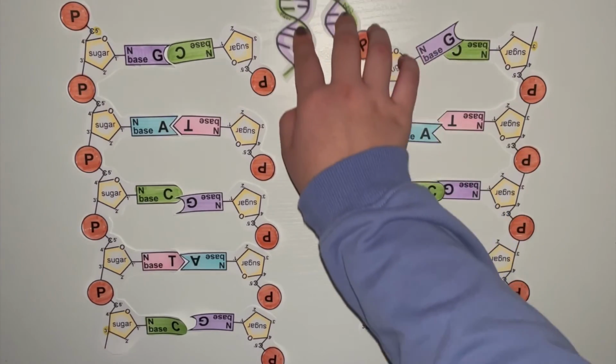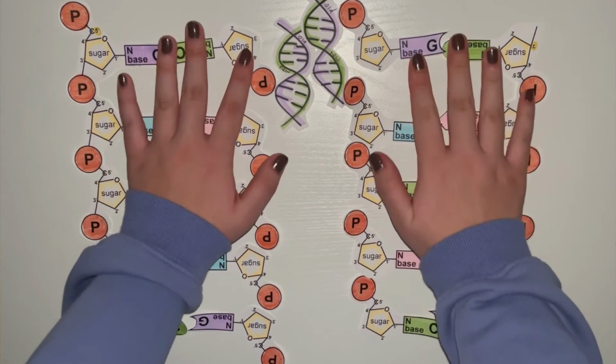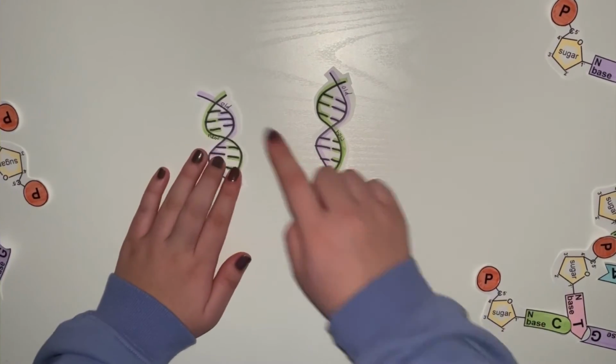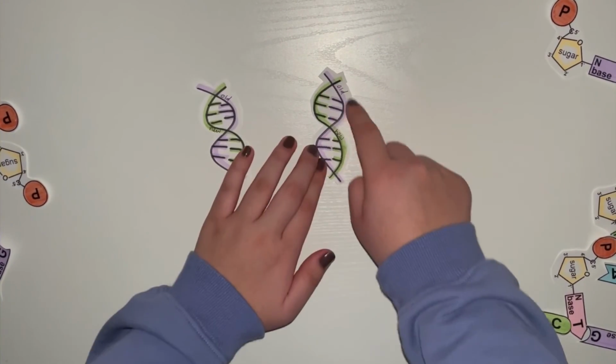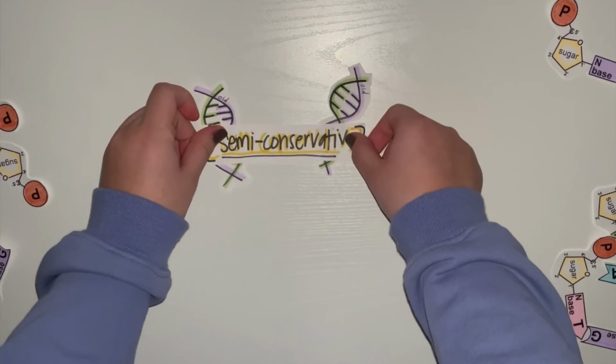The end product of DNA replication is 2 double helix DNA molecules. DNA is replicated in a semi-conservative fashion, meaning each molecule is made up of 1 original strand and 1 new strand. And that concludes DNA replication.